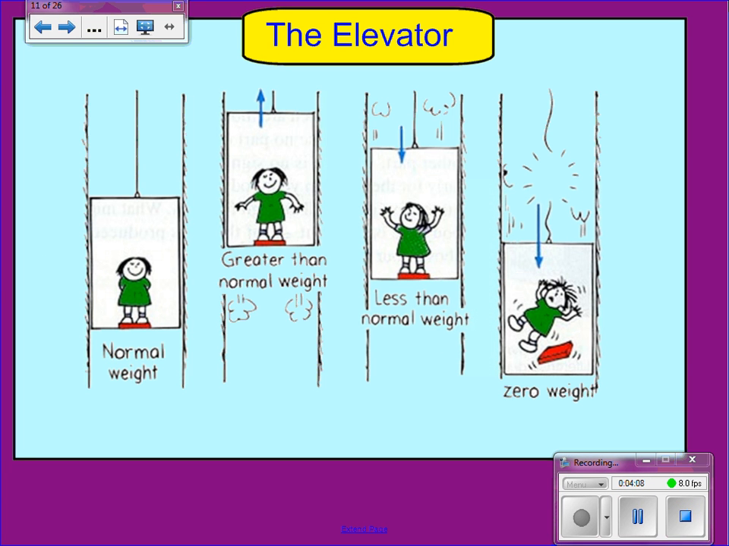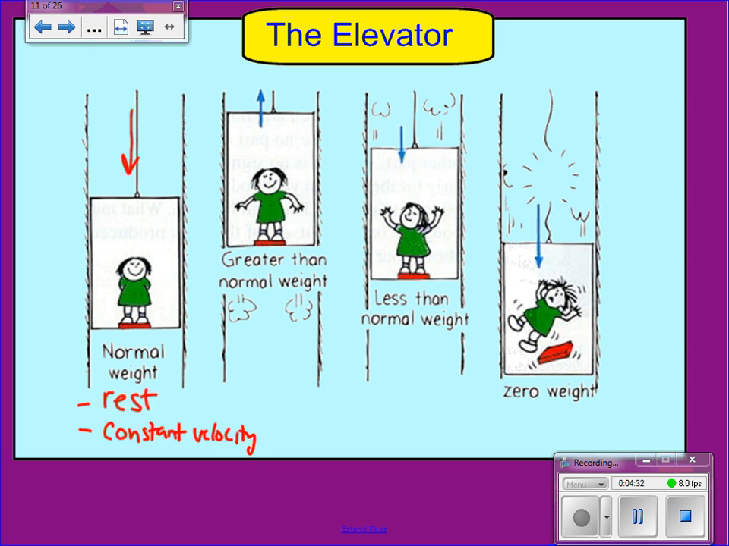Okay, so let's recap a little bit on the next two slides what we just said. This first image that we see right here is a situation where you're feeling your normal weight. And so when you're on an elevator, when do you feel your normal weight? Well, there's two times: when the elevator is at rest, or when you're already in motion, or in other words, constant velocity.